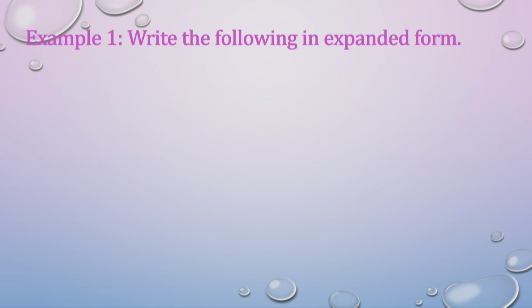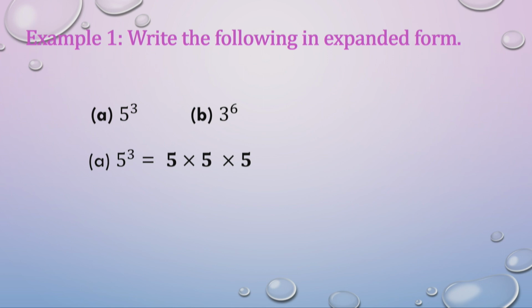Let us take a first example. Write the following in expanded form: 5 to the power of 3 and 3 to the power of 6. So 5 to the power of 3 will mean 5 times 5 times 5. 3 to the power of 6 will be 3 times 3 times 3 times 3 times 3 times 3. In other words, we multiply by 3 6 times.